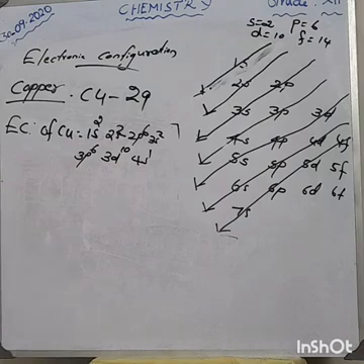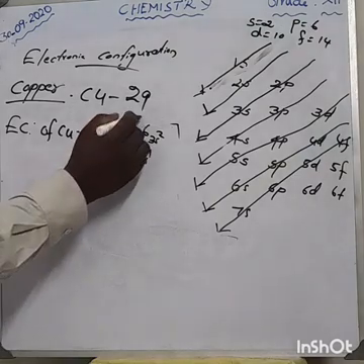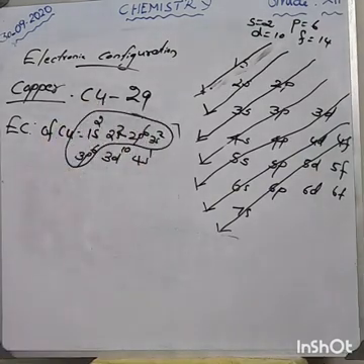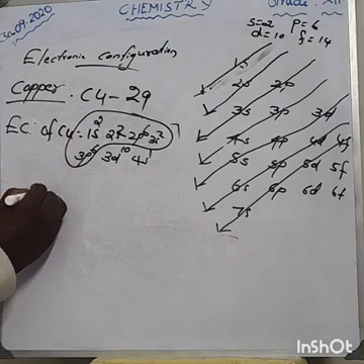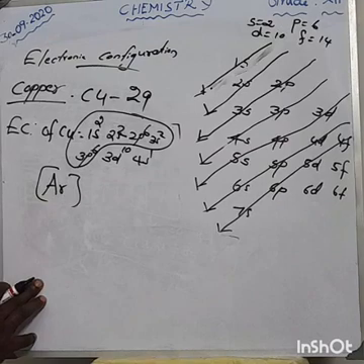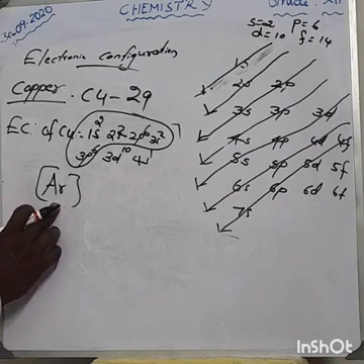Okay, then how can you write the short form of this electronic configuration of copper? For writing this much, we can write Ar, argon, because the atomic number is 18. So argon, what's remaining?